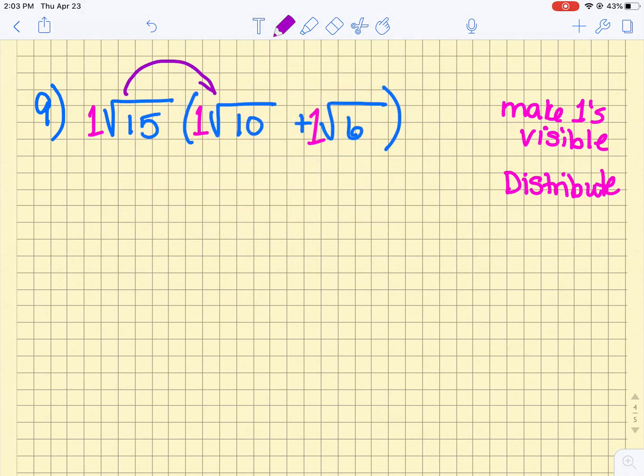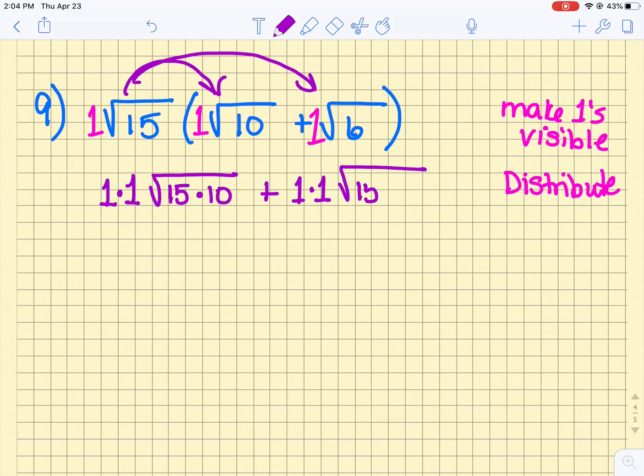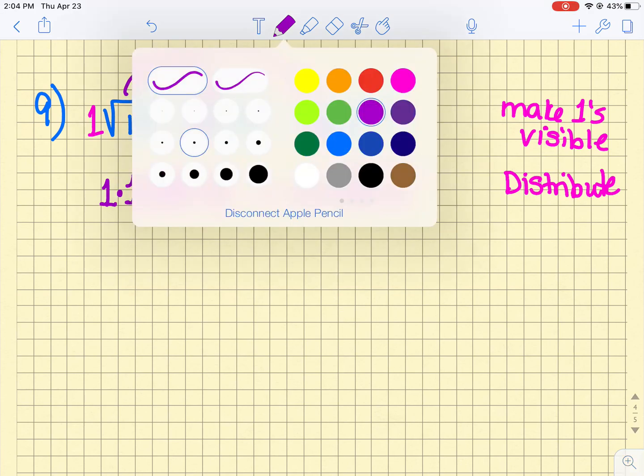So I'm going to multiply here. Outside times outside is 1 times 1. Inside times inside is 15 times 10. And then I'm going to distribute to the second term. 1 times 1 on the outside. On the inside, 15 times 6. Questions so far?